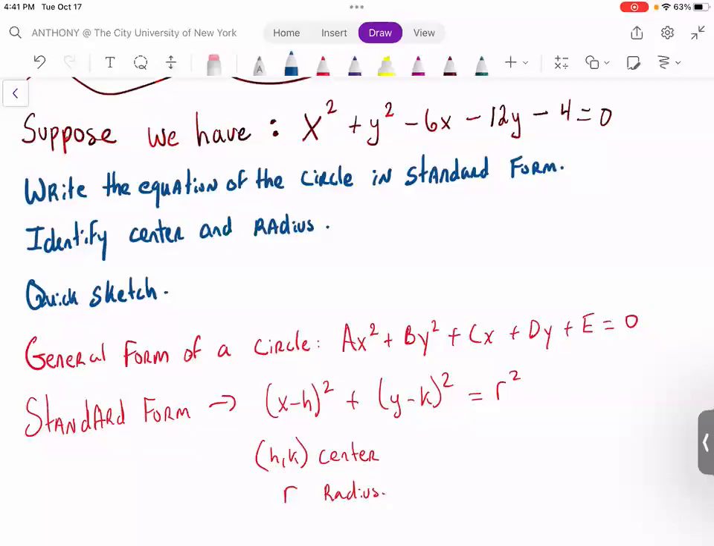Suppose we have the following equation: x squared plus y squared minus 6x minus 12y minus 4 is equal to 0. You're asked to do three things here. First thing is to write the equation of the circle in standard form. Then you're going to identify the center and radius. And then you're going to make a quick sketch.